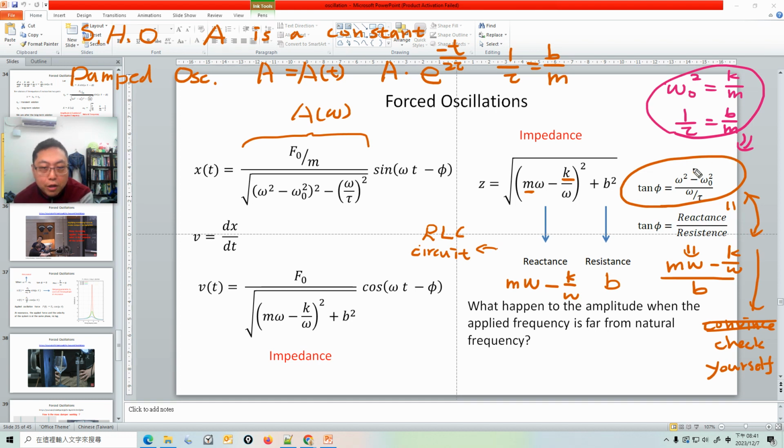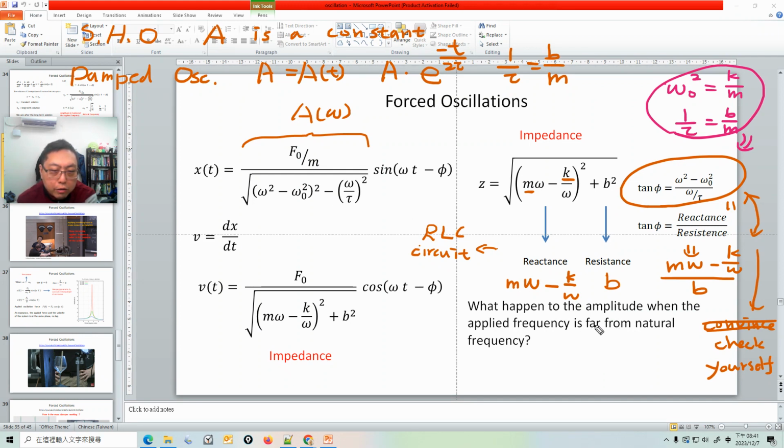Check by yourself. The next thing is, we're back to the amplitude function. What happens to the amplitude when the applied frequency is far from the natural frequency? So let's discuss this amplitude function. Let me write down the amplitude function. I don't have the space, maybe just do it here.